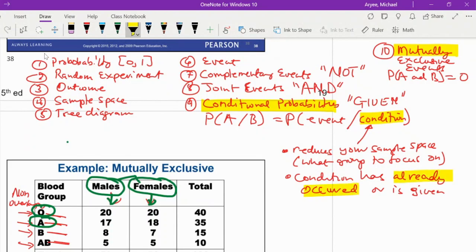So whatever comes over here is a condition, and we read the line as given that. Okay, so these are some key phrases. When you are reading the questions, you have to look for those key phrases. All right, so today we're going to move forward. This is just a summary of some of the key terminologies that we have looked at early on.